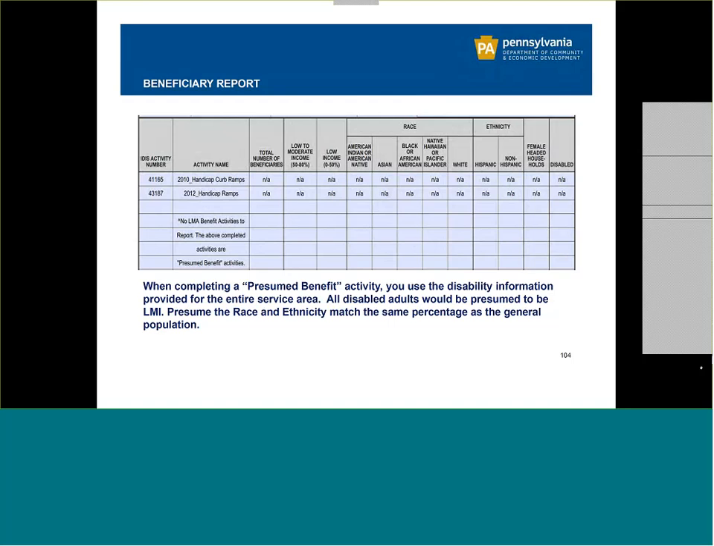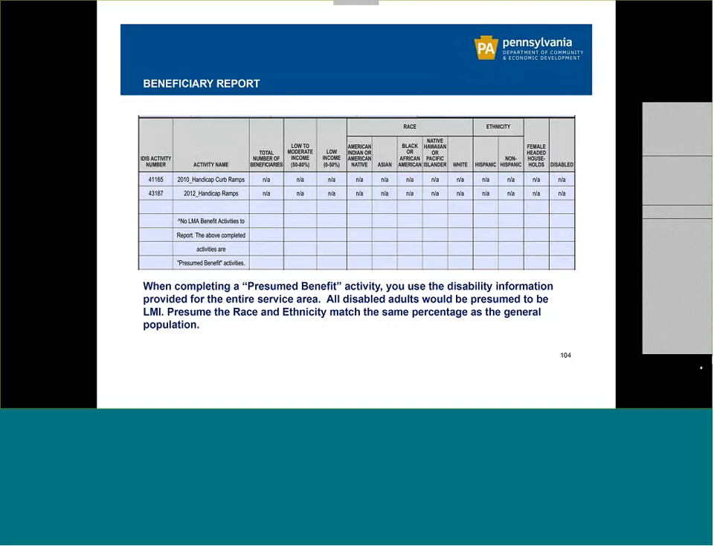And again, as far as ethnicity and race, it's going to be a little bit difficult to get from the census. So what we're saying is you can apply the same percentage of race and ethnicity as the total population. So if you, say, have 100 beneficiaries and in your total population, 10% are black, then you can say that 10 persons were black and 90 were white. So you can use the same percentage.